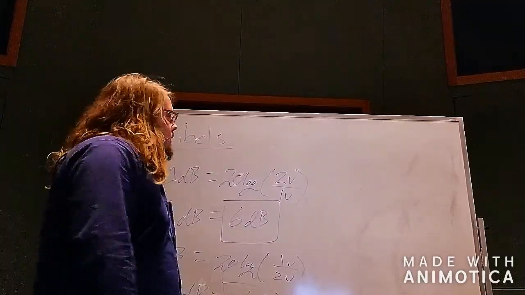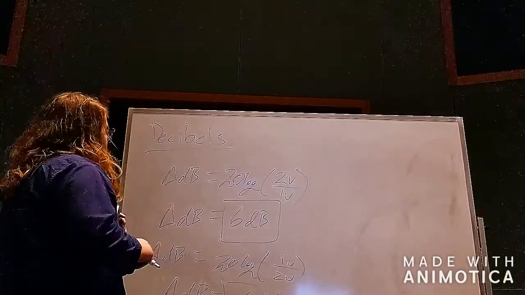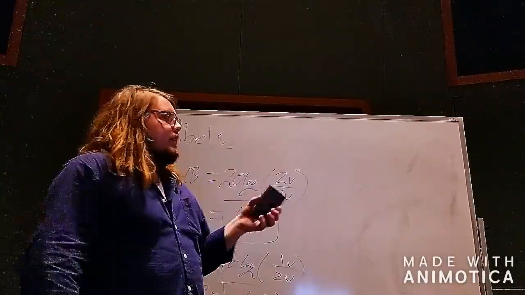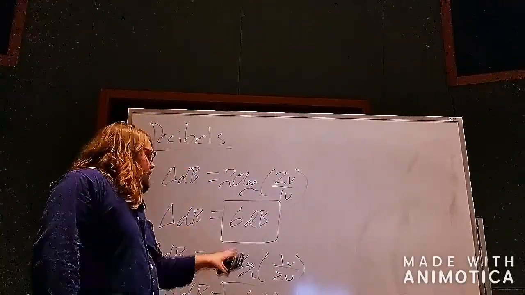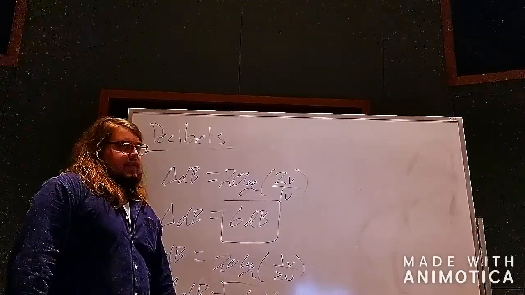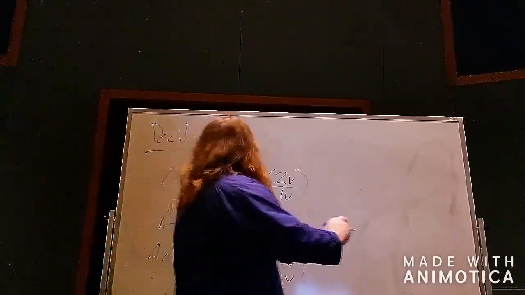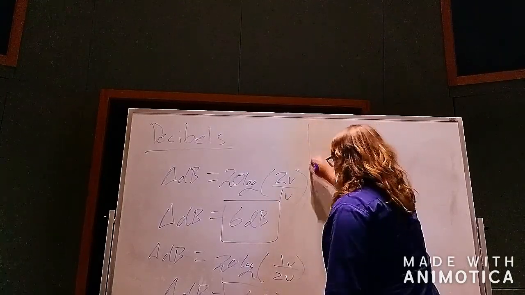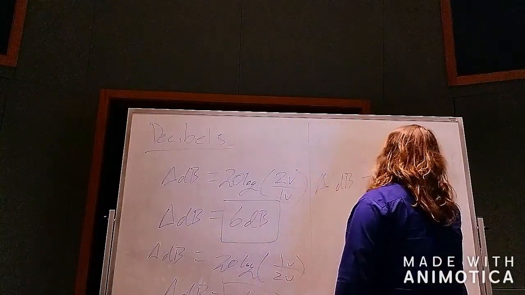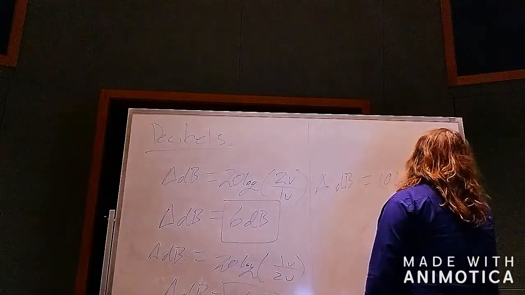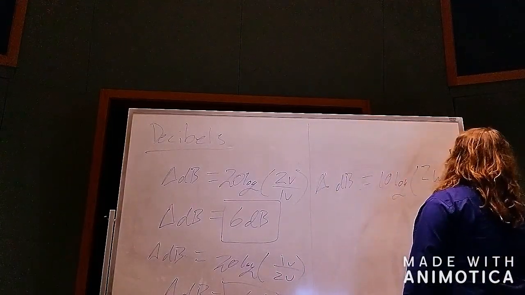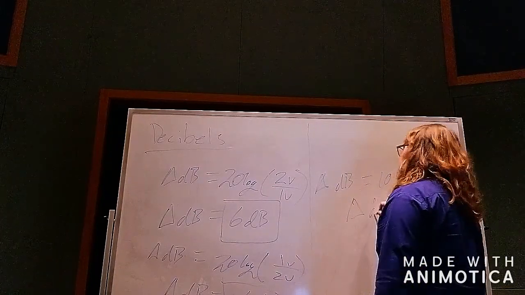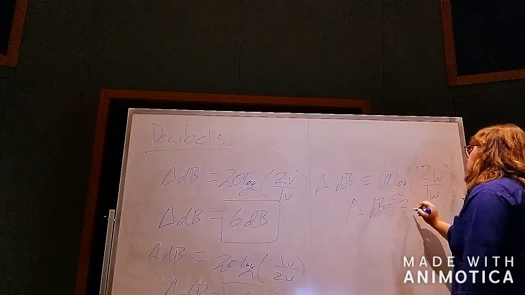So if we know this for pressure and we just looked at how we did it for power, you can kind of guess that the change in decibels is going to change with the same relationship. So if we look at the change in dB for power, 10 log of 2 watts over 1 watt, the change in dB is going to equal 3 dB.